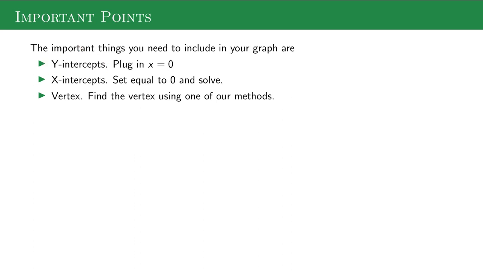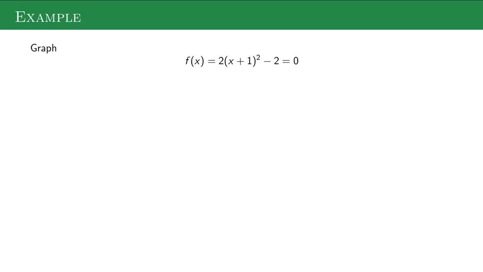And there are three important things you should have on your graph. Your y-intercept should be right, and that's when you plug in x equals 0. Your x-intercept should be right. That's when you set your equation equal to 0. And you should know the correct vertex, and you do that using one of our methods for finding the vertex of a quadratic. So you're just going to do those things separately.